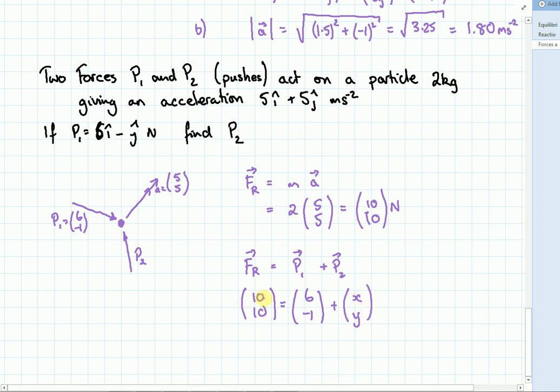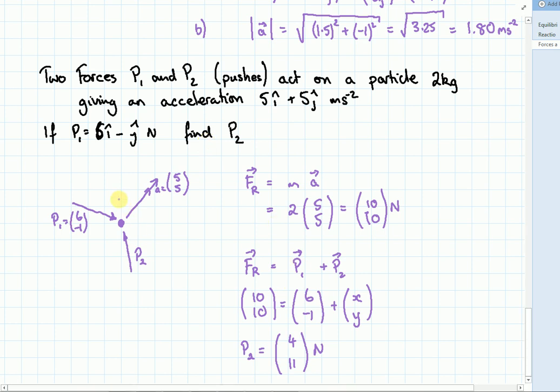So if I subtract that, it means P2 is equal to the vector (10 minus 6, 10 minus 1), which is (4, 11). And that's the vector required to balance this to lead to the acceleration.